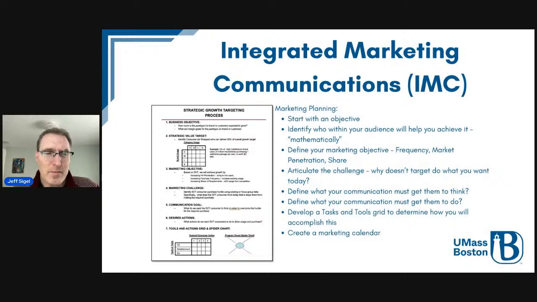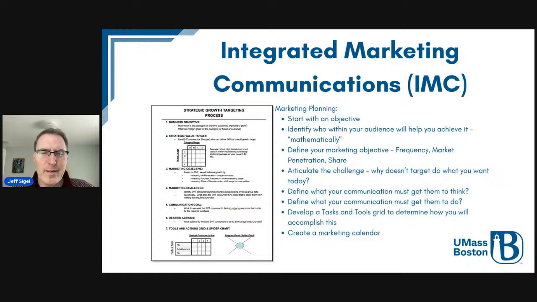And then the last one was share, or sometimes they call it share of requirements. This is like, you're buying, I don't know, Coke, and I'm Pepsi. I'm not trying to increase your usage of cola. I'm just trying to get you to switch, one of the times that you bought Coke, to buy Pepsi. So that would be share.